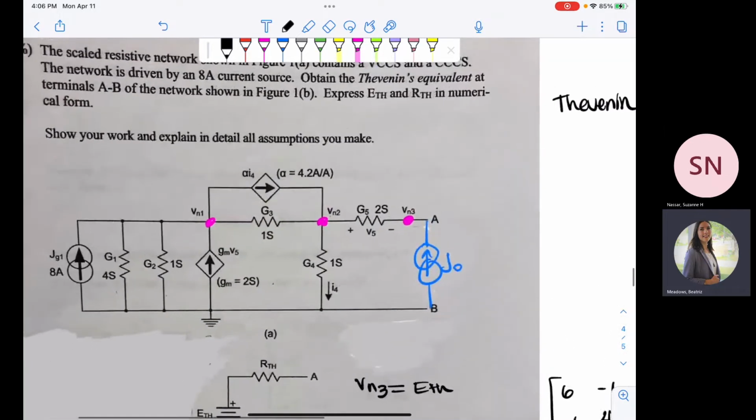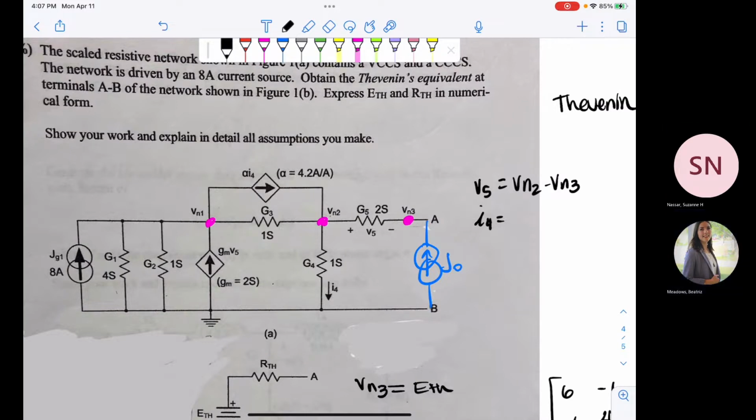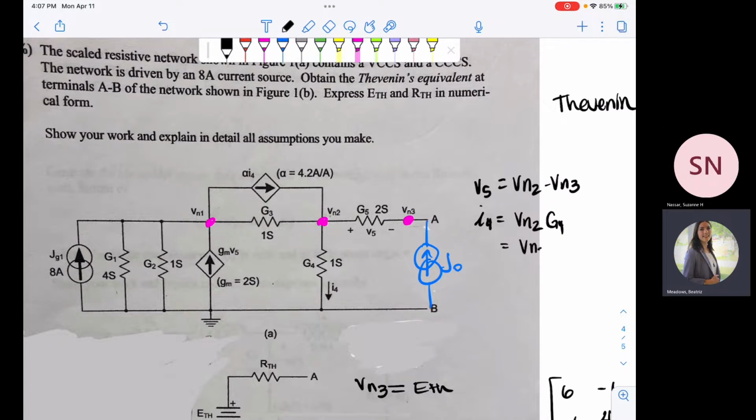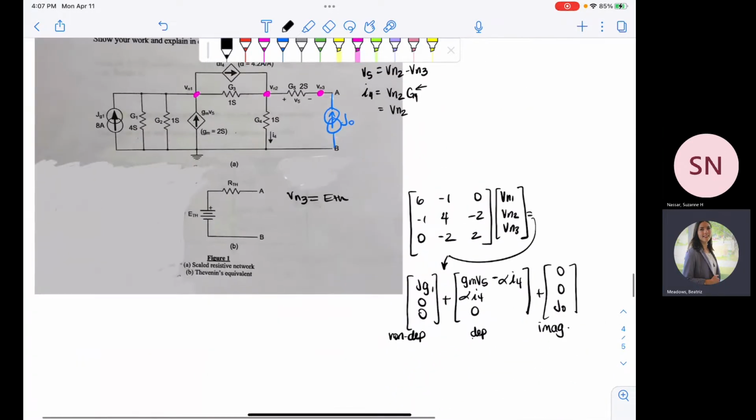So before we move on, we gotta get those V5 and I4 into things we wanna find. What is V5 gonna be? Is it? That would be correct. So I4, what's that gonna be? VN2 times what? Right. So it's VN2 minus zero. Right. And we know why we multiply here and not divide, like typical Ohm. Exactly. All right. So let's shake these down here.